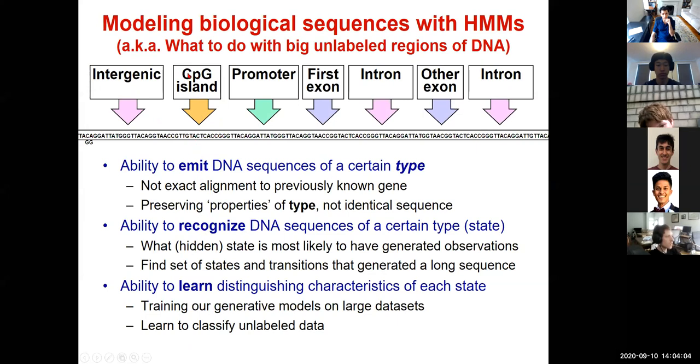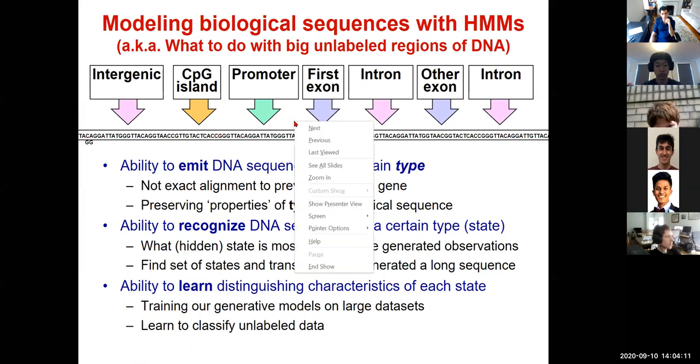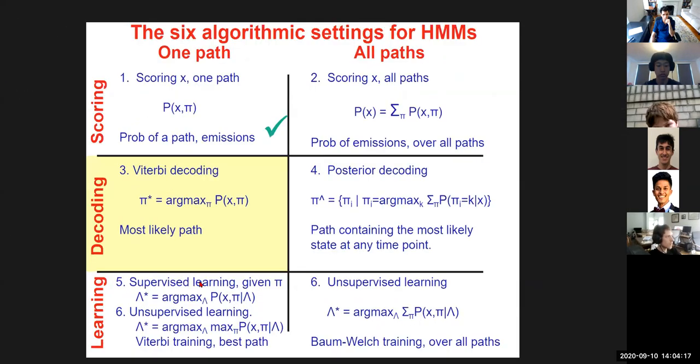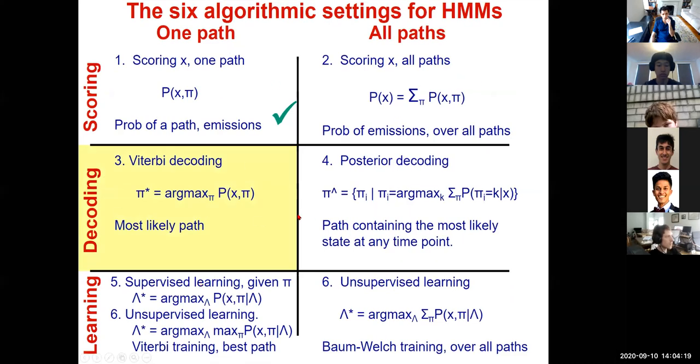Recognizing is inferring what is the most likely hidden path given the observations. And then learning is figuring out what this arrow actually looks like. These are going to be the three rows of scoring, decoding, and learning. And the two columns are going to be whether I do this over one path or over all paths. So don't worry about this column yet. We're about to get there.